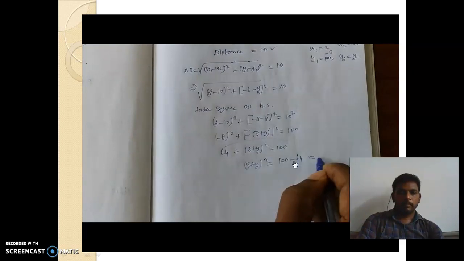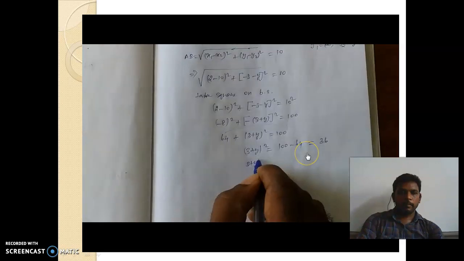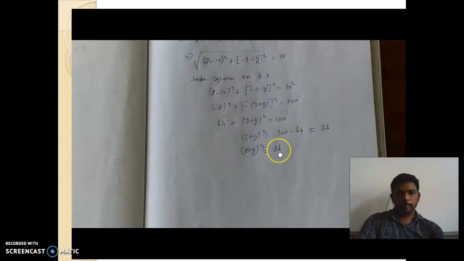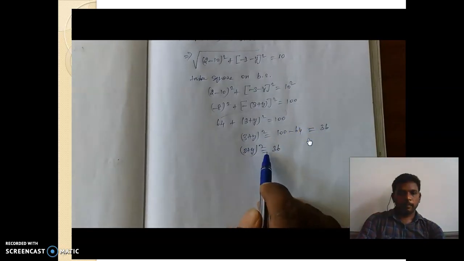So (3 plus y) whole square equal to 100 minus 64, so equal to 36. So (3 plus y) whole square equal to 36. Okay, now, (3 plus y) whole square equal to 36.